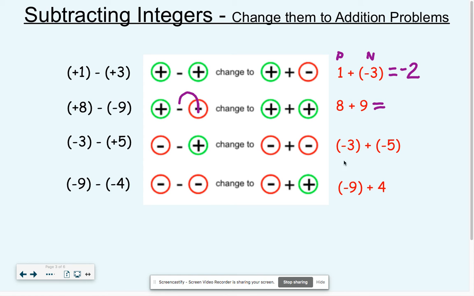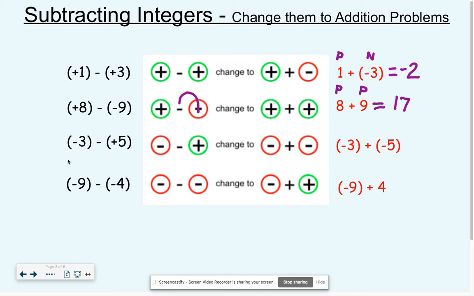When we have those two negative symbols next to each other, it does turn into a positive. So this time we have a positive plus a positive, which gives us a bigger positive number. So our answer is going to be 17.